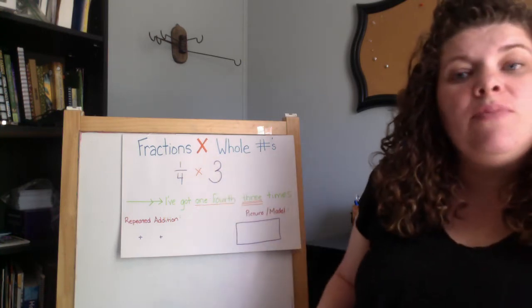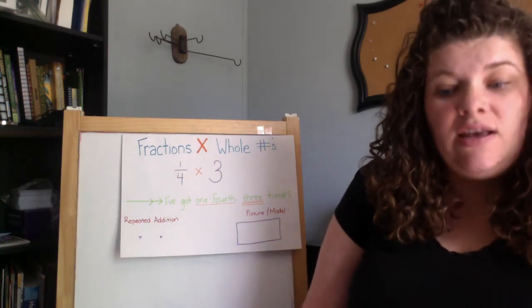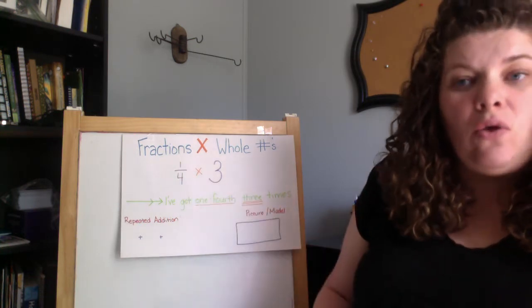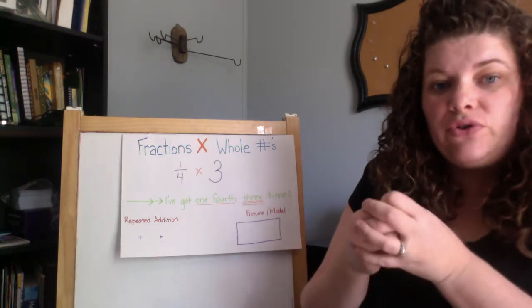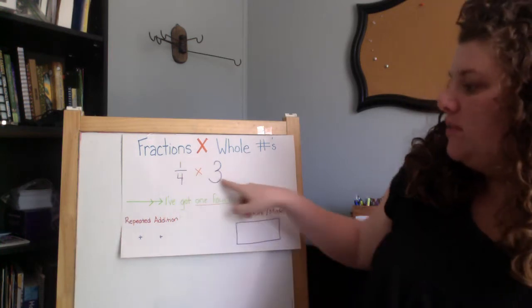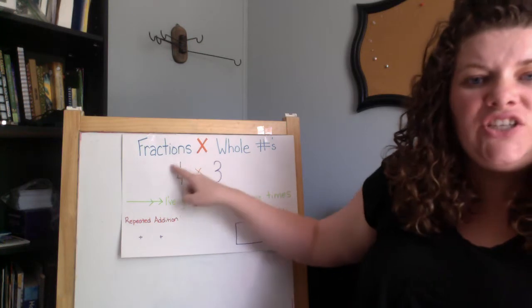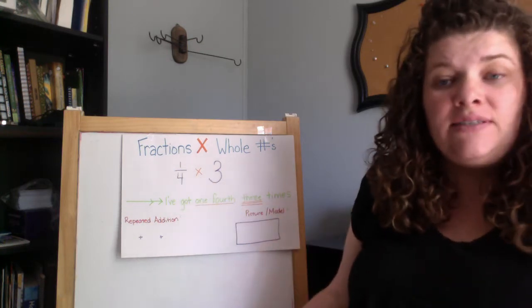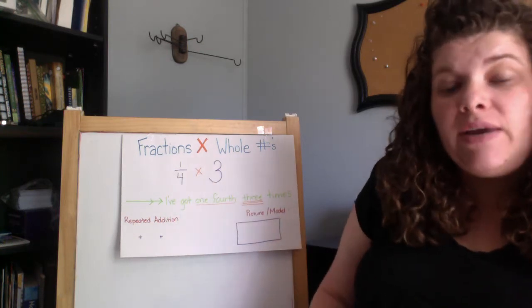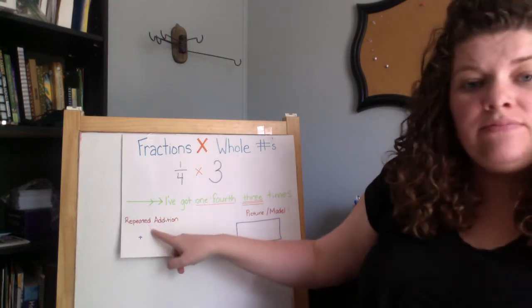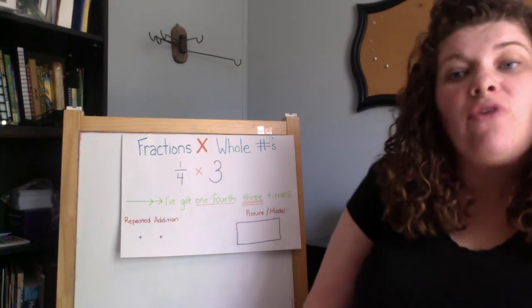So if you remember, 1/4 is a fraction. This means that it would take 4 pieces to make one whole, and we're using one of those fourths, okay? So when we multiply this, what we're really saying is I've got 1/4, I've got this fraction 3 times, okay? And there's a couple ways that we can look at that. One of the ways that we do that is repeated addition. And the other way that we do that is by drawing a picture.